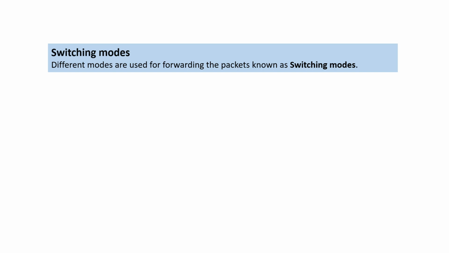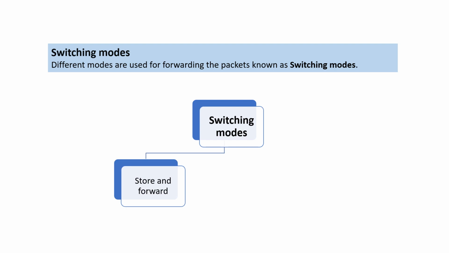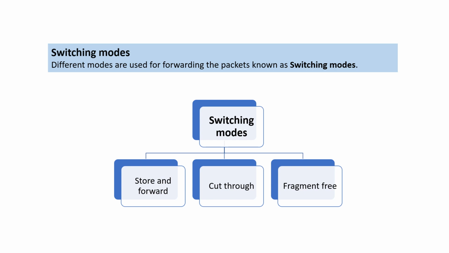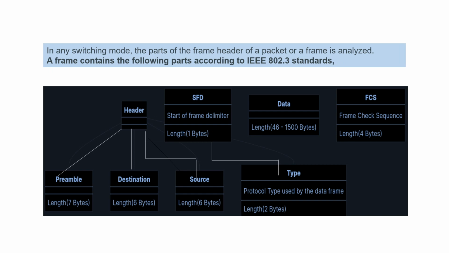So different modes are used for forwarding the packets, known as the switching modes, and that is, the switch can operate in three modes, that is store and forward, cut through, and the fragment free. So these are the three modes where the switch can operate while forwarding the packets in the networks. In any switching mode, the parts of the frame header of a packet or frame is analyzed. That is, whichever mode the switch operates, the parts of the frame header of a packet or a frame is analyzed.